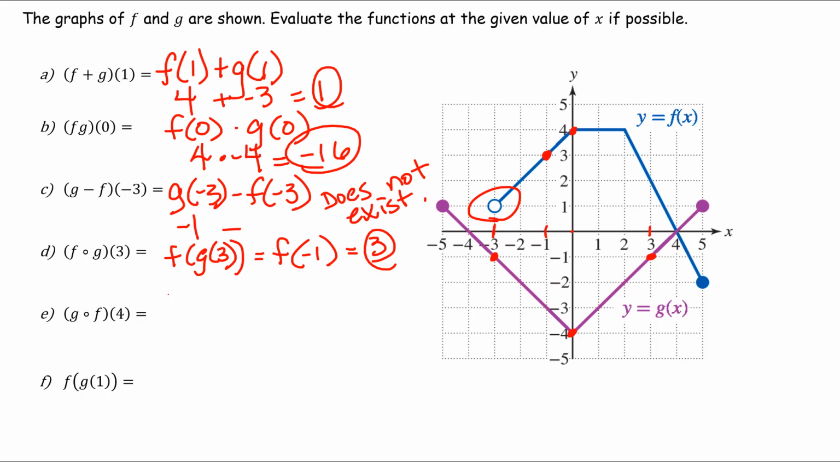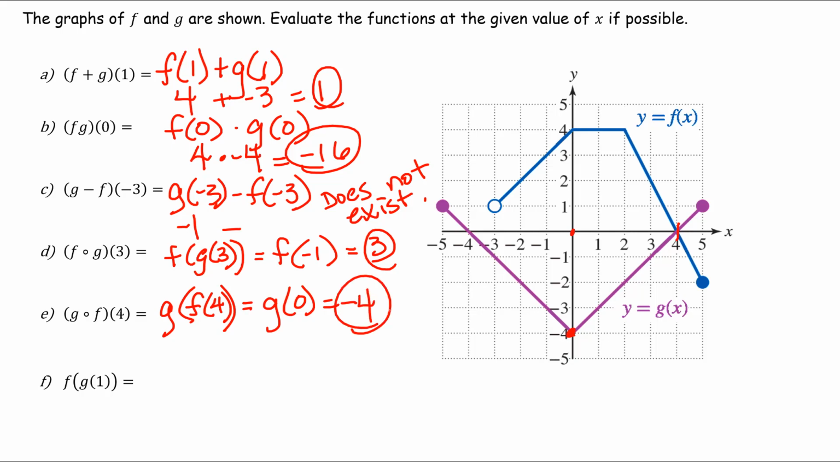All right, g of f of 4. We have to find f of 4 first. So let me get rid of all these marks everywhere. So we go to 4 on the x-axis, and we look at the blue function f, and you can see that it has a value of 0. The y-coordinate there is just 0. So we're putting 0 into the g function. And when x is 0, right here, the value of the g function is -4. So -4 is what we get if we plug f of 4, which is 0, into the g function.